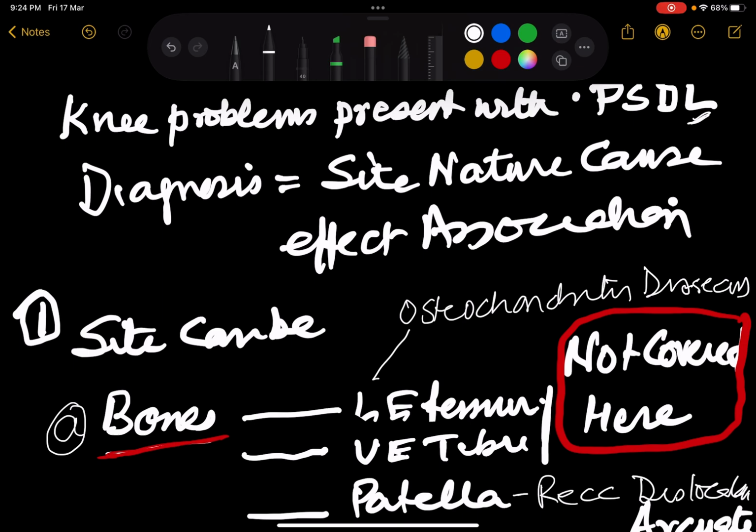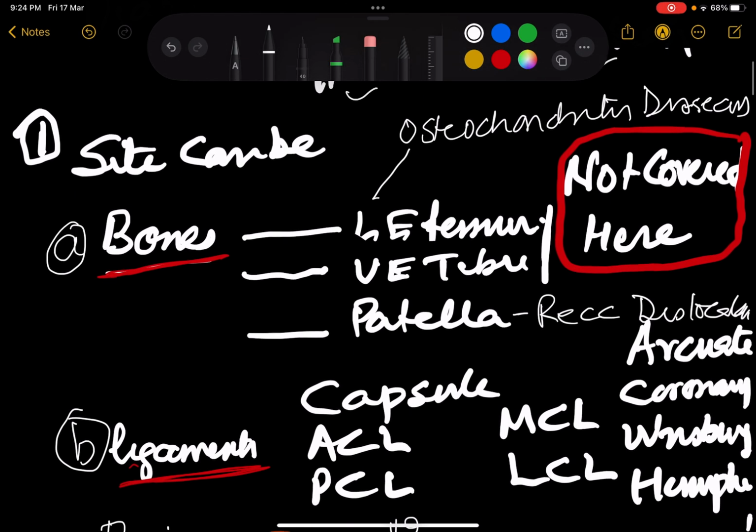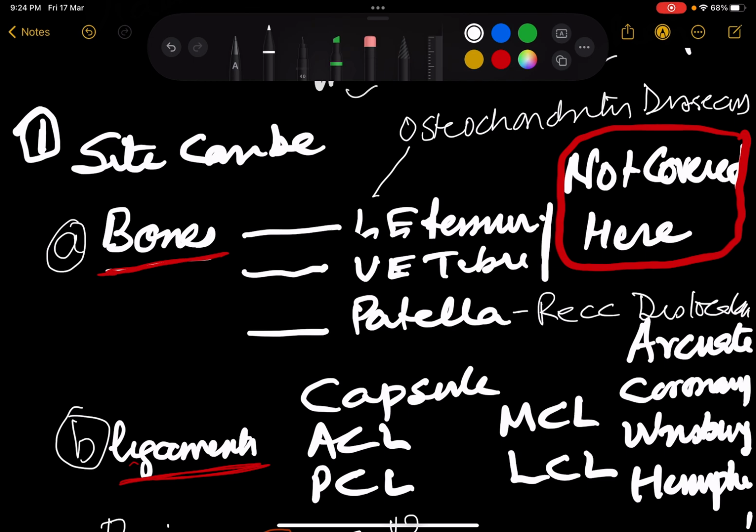Then you think of a diagnosis, and in the diagnosis there is a site of lesion, there is a nature of lesion: congenital, traumatic, inflammatory, neoplastic, degenerative, metabolic, paralytic. There is a cause of it, there is an effect of it, and there is an association of it. So that diagnosis you have to make. Now let us start considering the sites and what are the common diagnoses there.